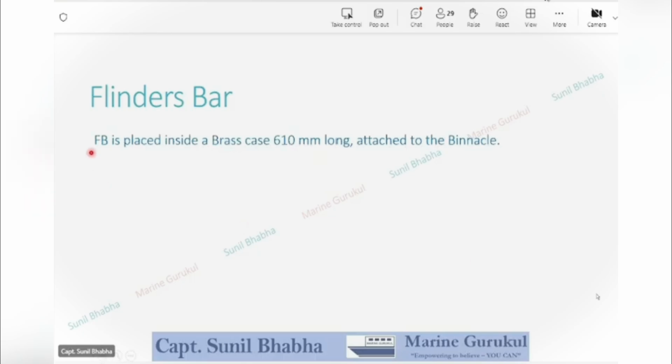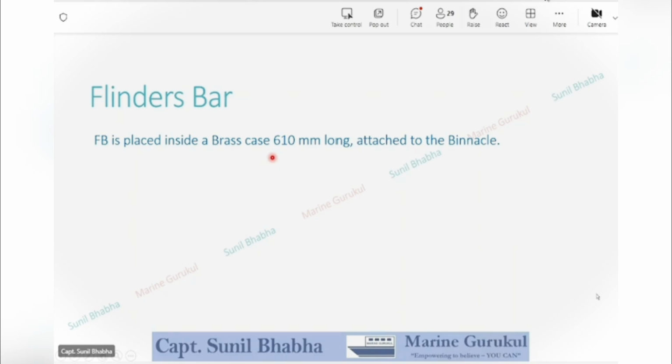Now going more into analyzing the Flinders bar. The Flinders bar is placed inside a brass case. It could be a brass case, or a plastic one, or any material which is non-magnetic. All the items used close to the magnetic compass in the binnacle, even the nails and screws, are made of non-magnetic material.